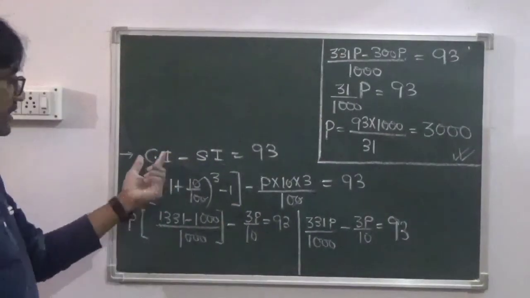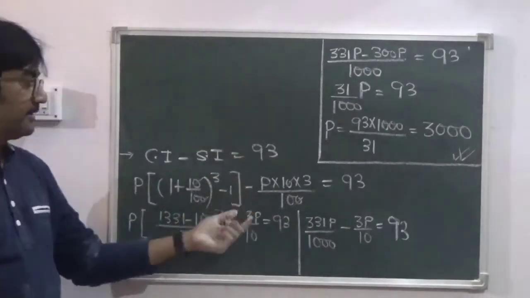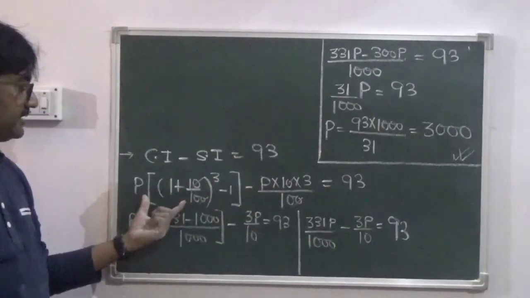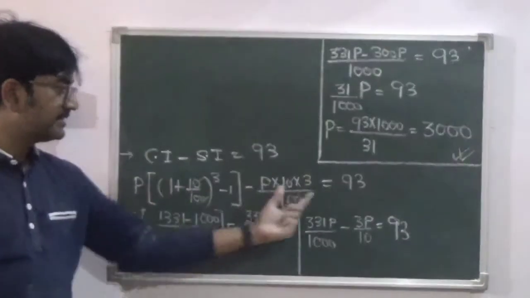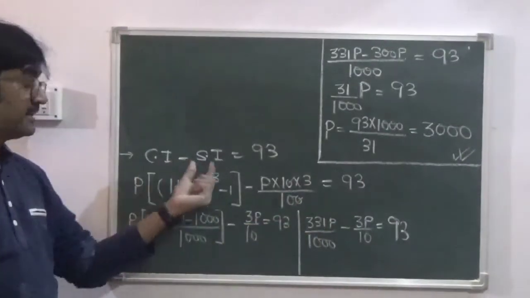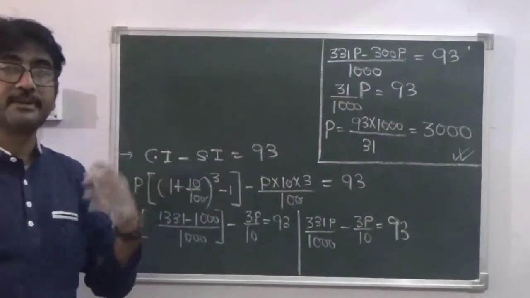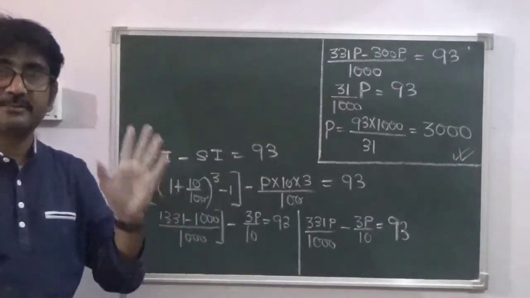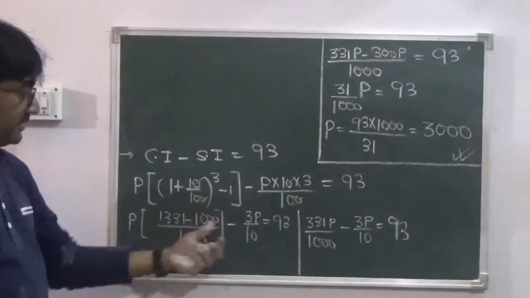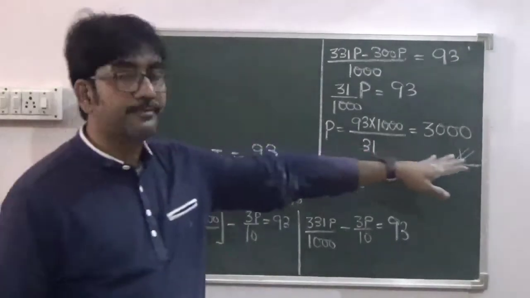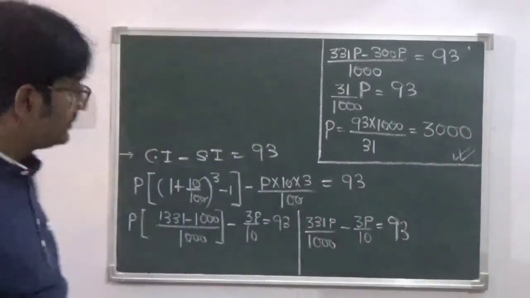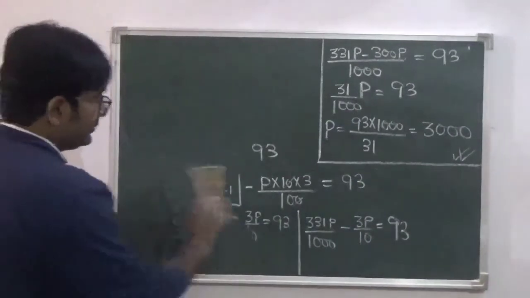So the difference between the compound interest and the simple interest is given to be 93. The compound interest is this one, simple interest is this one, difference is 93. I have written CI first and SI second because the compound interest is always more than simple interest. Only for the first year both are the same. Ultimately we get the value of P as 3000. I hope it is clear, no confusion.